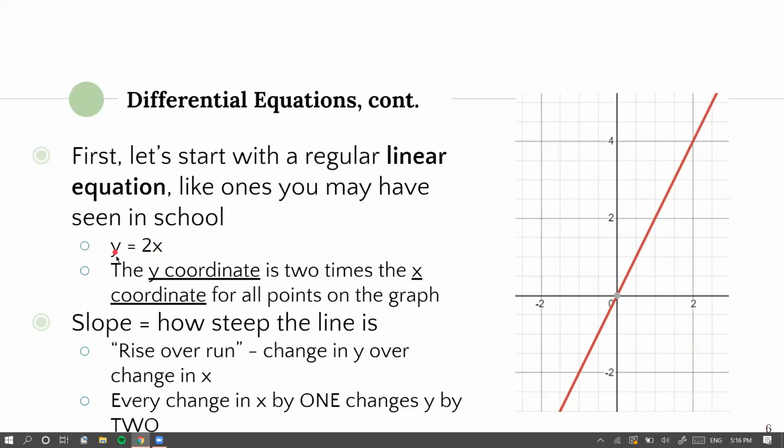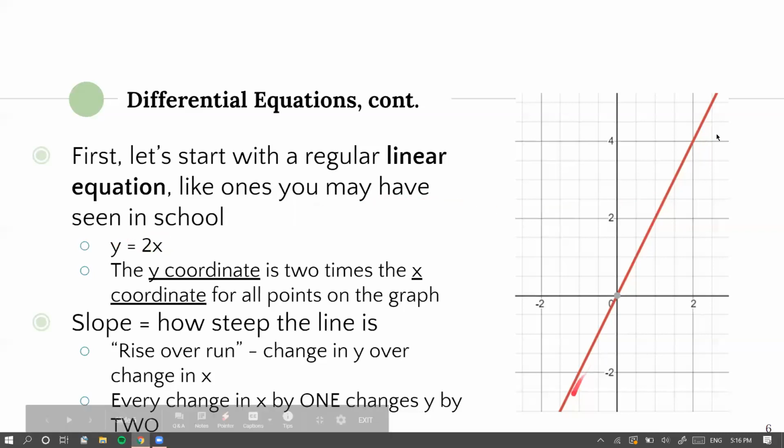So a linear equation. You can see in this word linear, you have the word line. So a linear equation is just anything that draws a line. In this case, let's look at the equation y equals 2x. Equals means they're the same as each other. They're equal. So the equation y equals 2x describes a line where the y coordinate, the y number, is always going to be twice the x number.